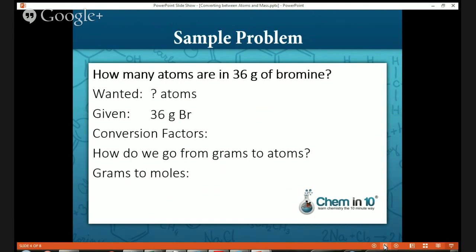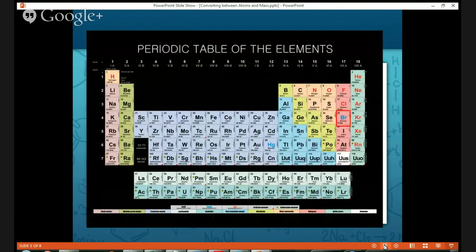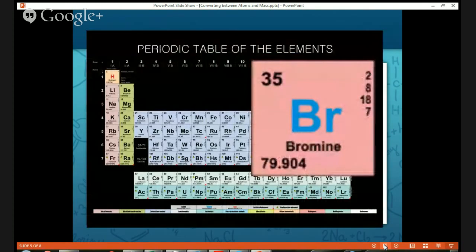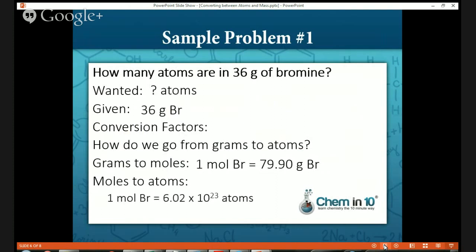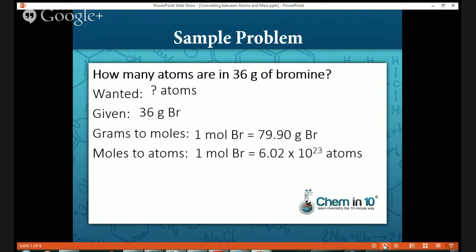To go from grams to moles, we go to the periodic table and we look for bromine, and we see that bromine has a molar mass of 79.9 grams per mole, which means that every mole of bromine weighs 79.9 grams. Since we have 36 grams of bromine, we have less than a mole. We also know that every mole contains 6.02 times 10 to the 23rd atoms. So since we have less than a mole of bromine, we're going to have fewer than 6.02 times 10 to the 23rd atoms.